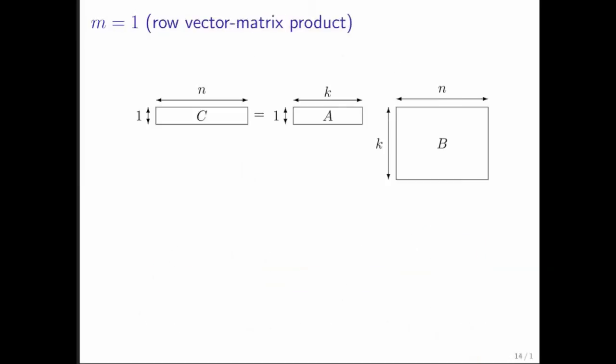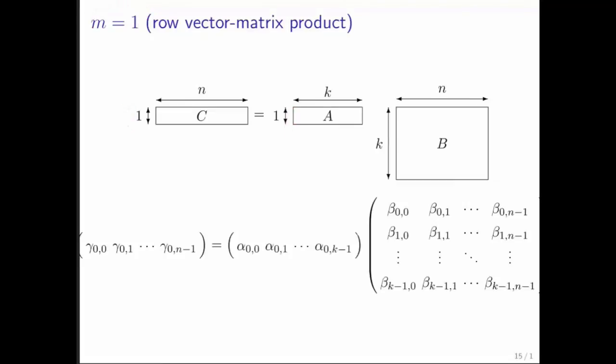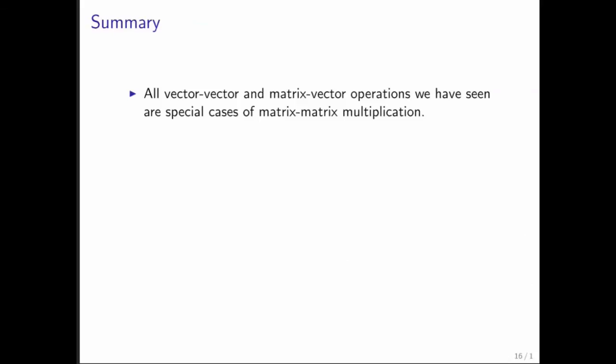And finally, you have the special case where you're trying to compute a row vector by multiplying a row vector times a matrix. So that's the case where m is equal to 1. And if you compute that, again, a typical entry in the row that you're trying to compute is computed as the dot product of the corresponding row, there's only one row, with the corresponding column. All vector-vector and matrix-vector operations that we've seen before are just special cases of matrix-matrix multiplication. So you don't have to remember everything we taught you in the first 3 weeks of the course. You just have to remember how to do a matrix-matrix multiply.